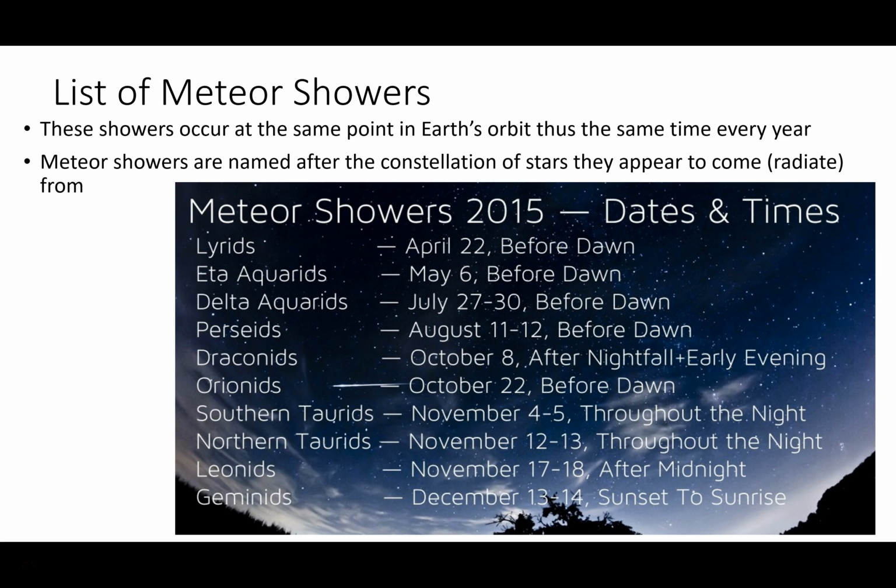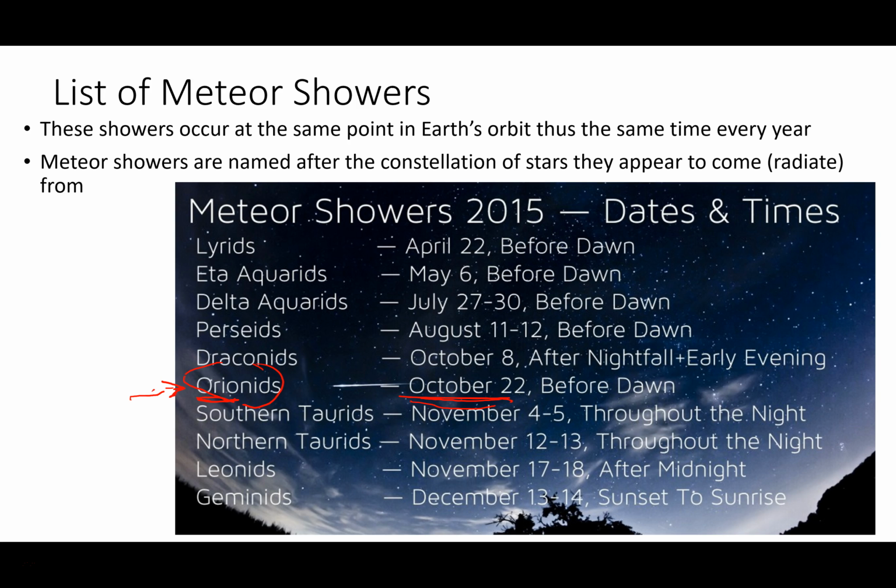Speaking of which, I bet you've heard of Orion. So there's a meteor shower called the Orionids, okay, and you can kind of see about the time around October 22nd, that's when Earth is going to be pushing through comet debris, and it's going to look like the streaks are coming from the constellation Orion. So that's how that works.